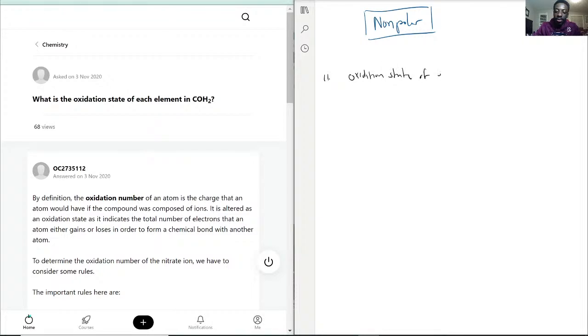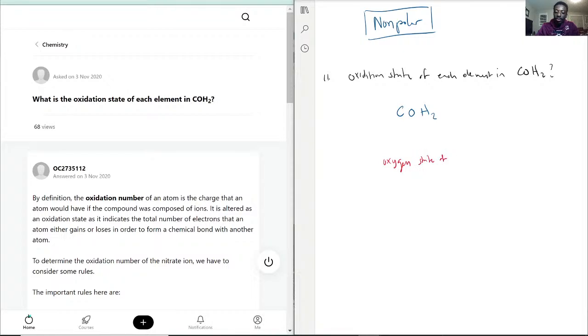State of each element in COH2. So, for this one, unfortunately, these are parts you have to memorize. Not for the carbon, luckily, but for the oxygen and hydrogens, okay? Oxygens, typically, in every scenario, will have an oxidation state. So, these are the 2 rules you really have to keep to heart.